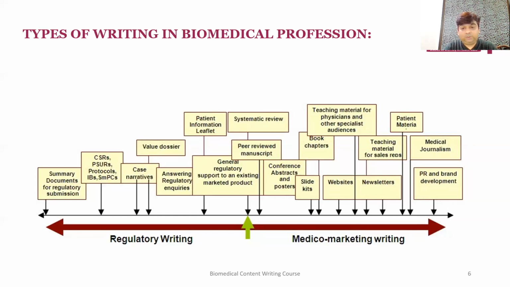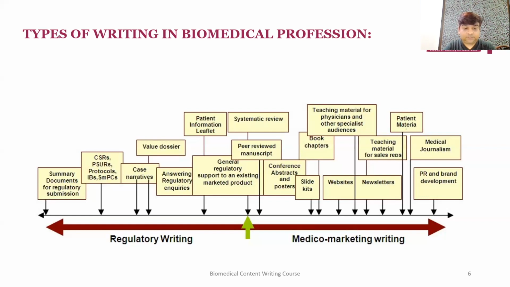And how you are going to write all these things, there is no one formula by which you can put your words together and suddenly it becomes content suited to what you intend. So the basics of writing, which are applicable to all these areas, remain the same. In this course, from the systematic review and peer-reviewed manuscripts towards the right, where we see medical journalism and PR and brand development, we'll be mostly covering these aspects of biomedical writing.